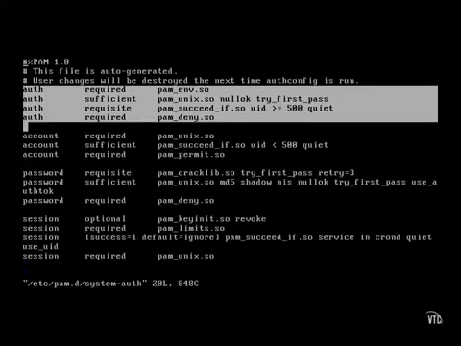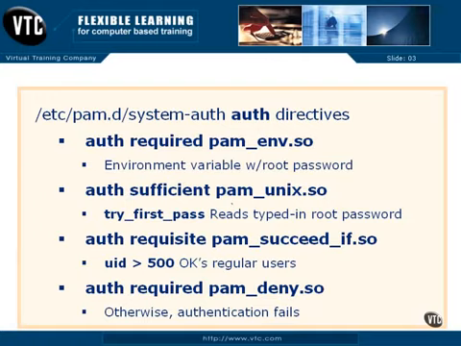There are 4 directives in that system auth file. The first directive sets an environment variable associated with typing in that root password. The next directive takes the root password from what's typed into the text box. The following directive checks to see if it's a regular user with a user ID of greater than or equal to 500. Yeah, that's a greater than sign, but what it really means is greater than or equal to. Any user with lower user IDs is generally a system user.